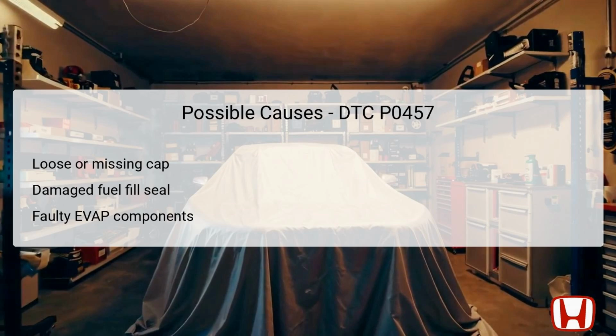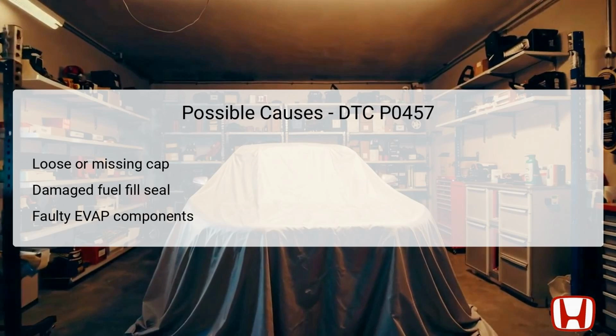Several potential causes can trigger DTC P0457, starting with the most common, a loose or missing fuel fill cap. If the cap isn't secured properly, vapor leaks can occur, causing the system to flag an error. Additionally, the fuel fill cap seal may be damaged or missing, which would prevent a proper seal and allow vapors to escape. Another possible cause includes a damaged fuel fill pipe that could result in leaks unnoticed during regular inspection.